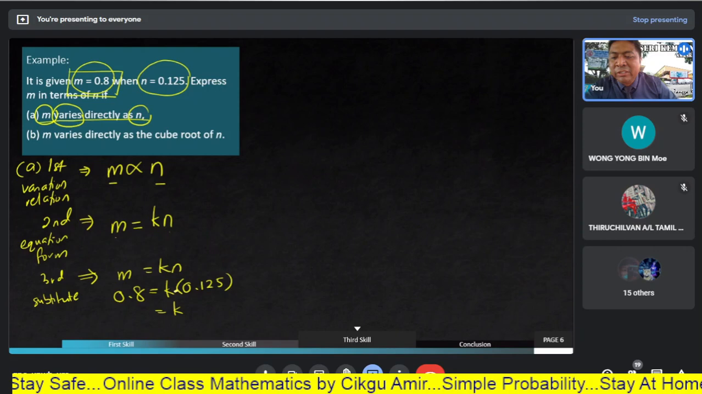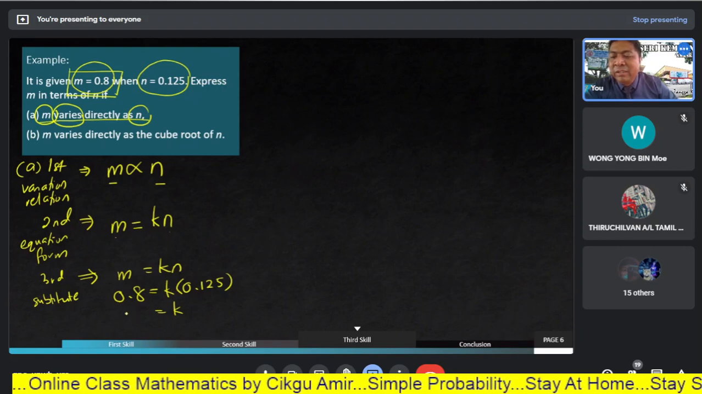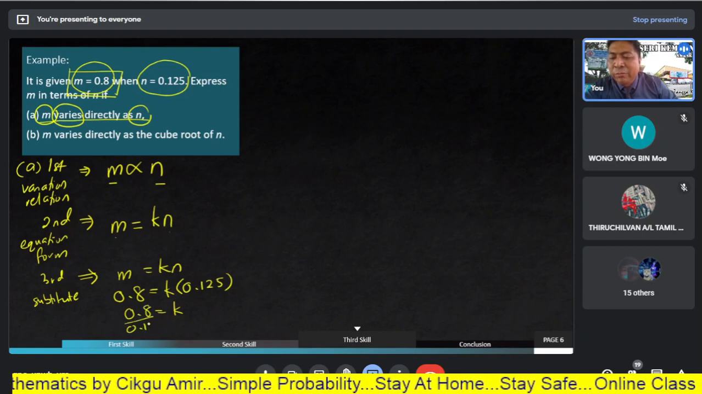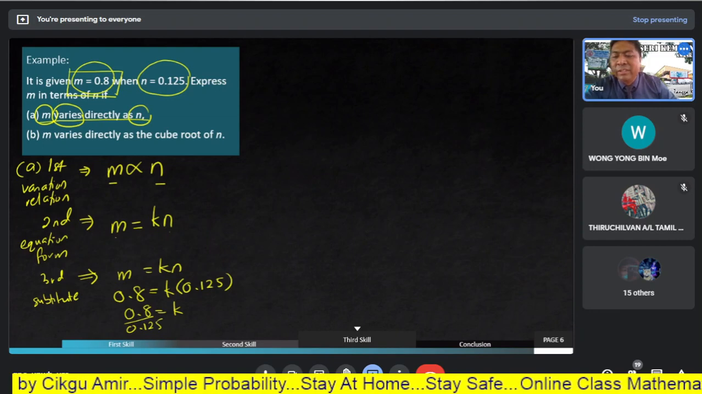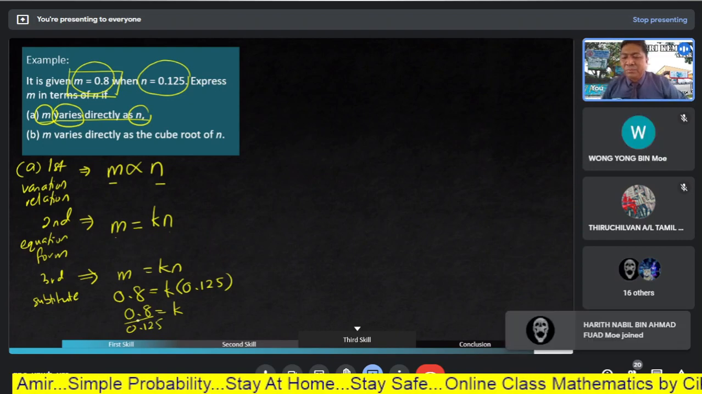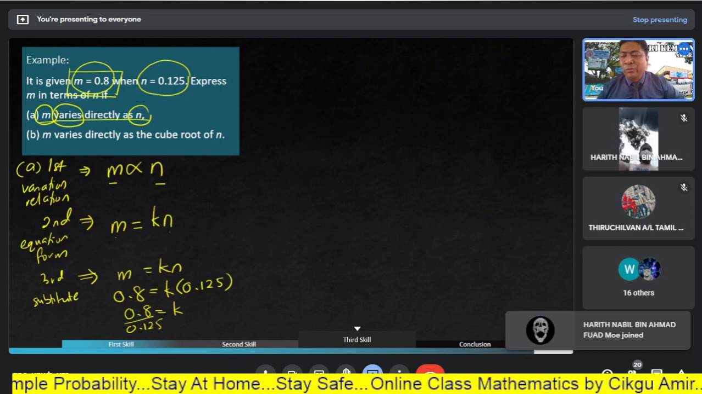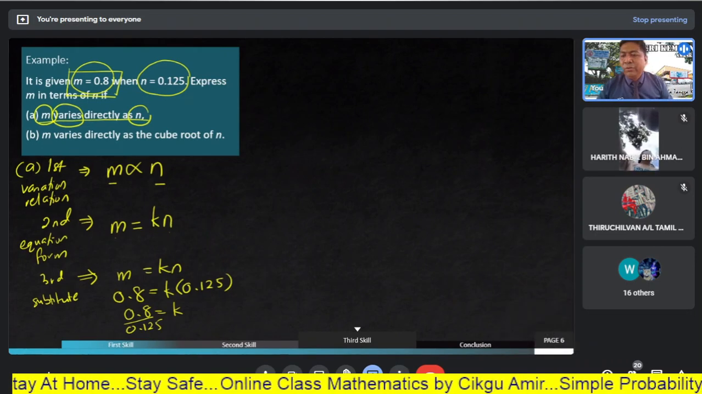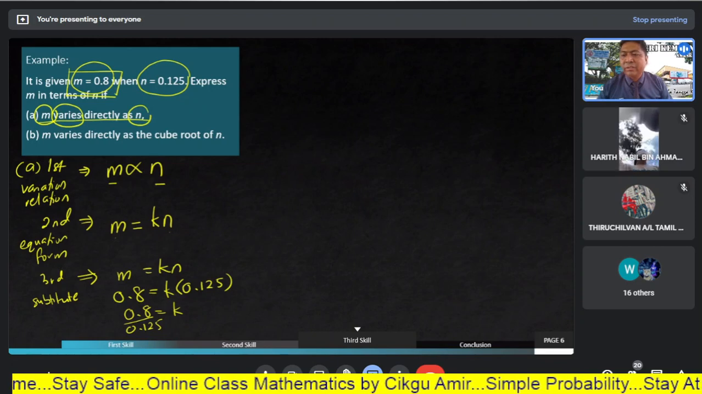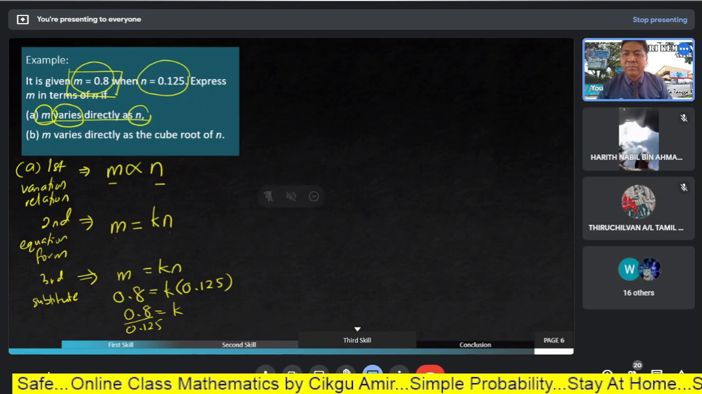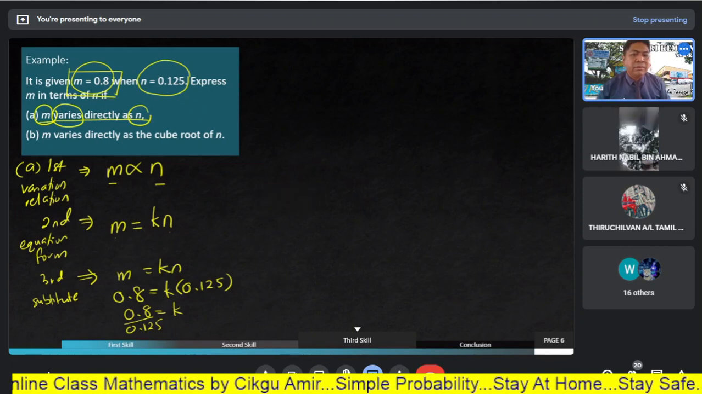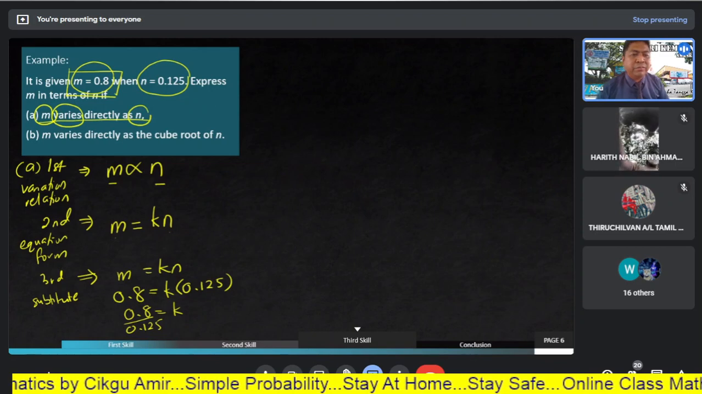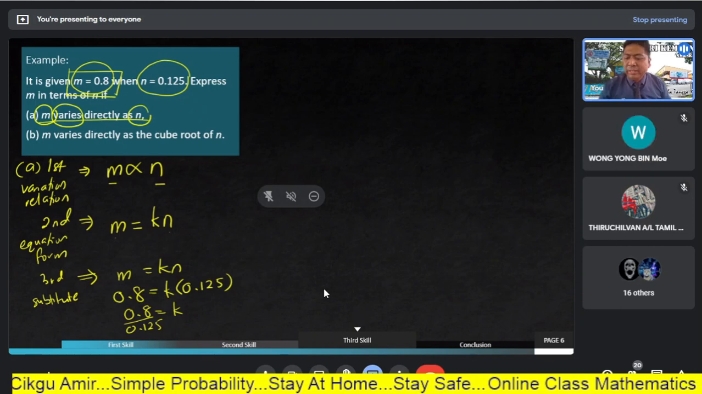This is multiplication. When it moves to the other side, it becomes divide. So 0.8 divided by 0.125. Using the calculator, 0.8 divided by 0.125. The answer we get is K is 6.4.